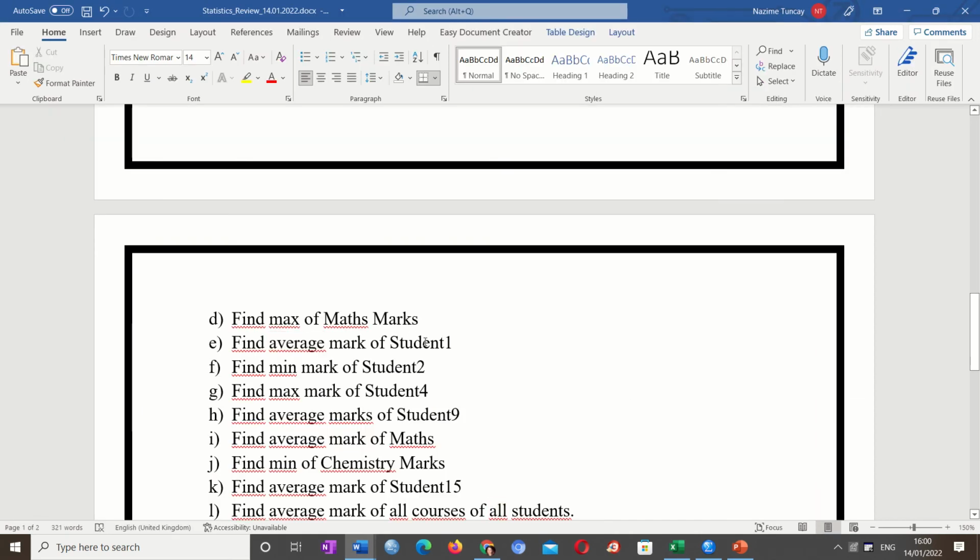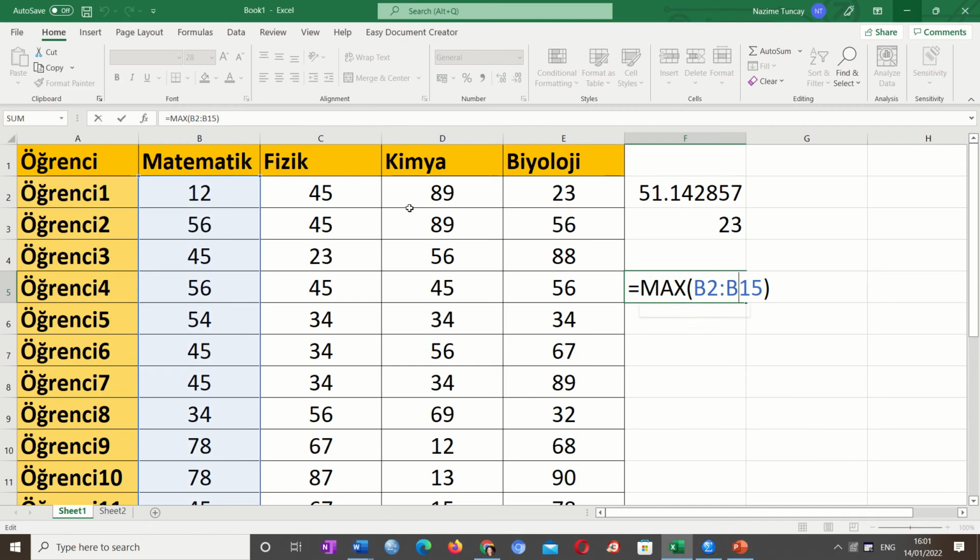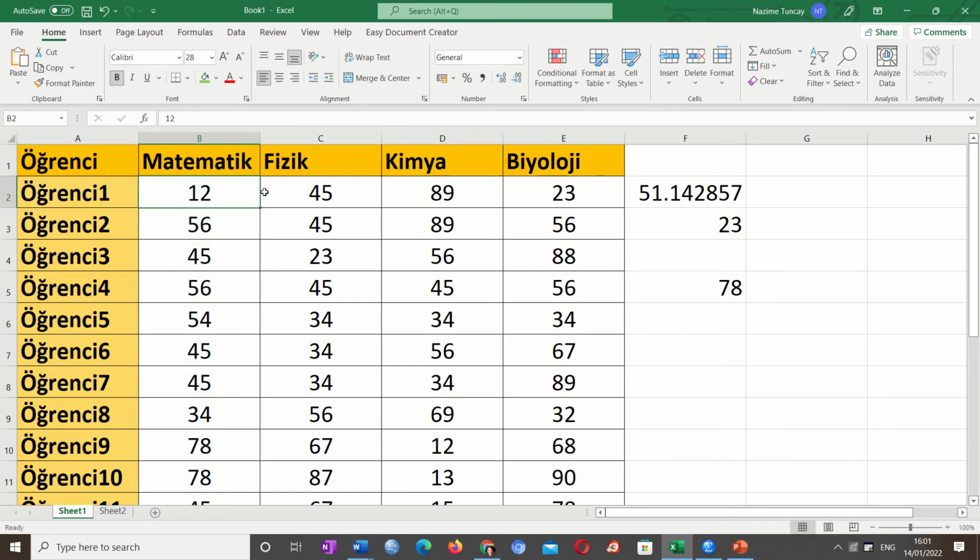Okay, so here, average of mark of student 1. This is a little bit different. This is student 1, okay. Now here, this is it. This is student 1, and we want to find the average of these marks here. So for that, I have to take this row. These are the marks of this student 1.